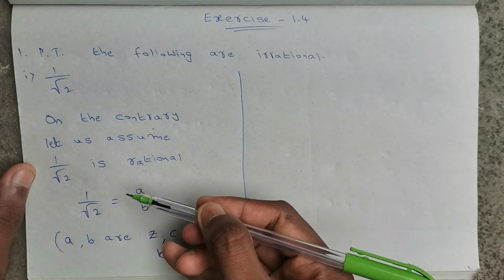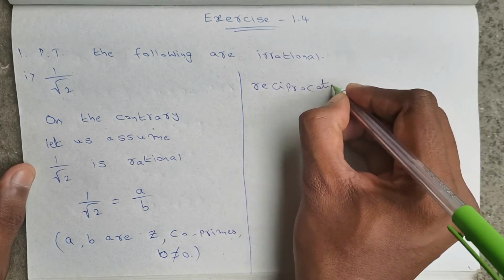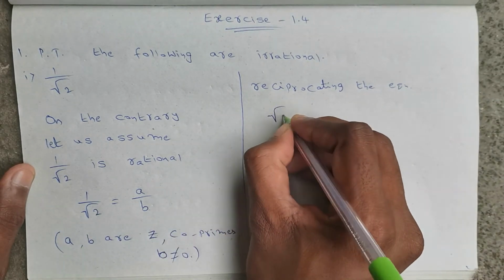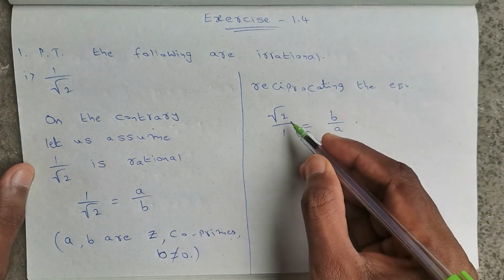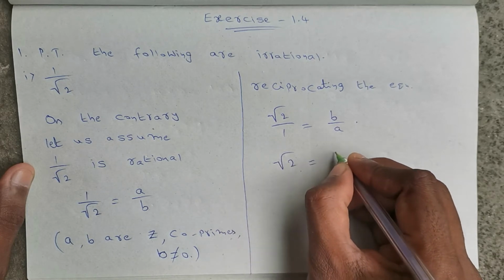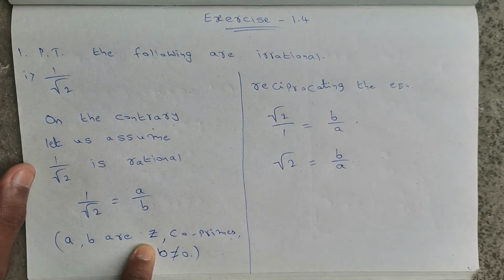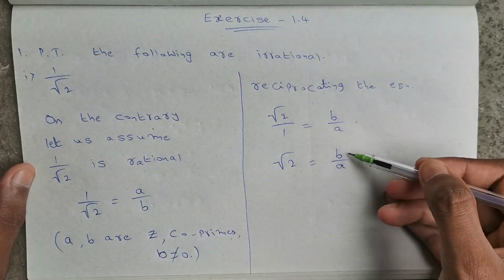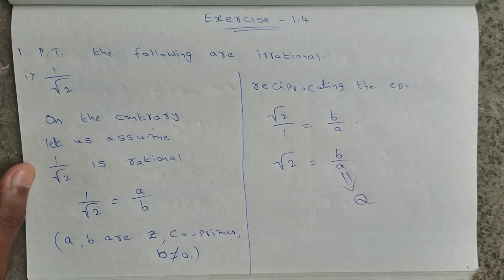So now I have 1 by root 2 is equals to a by b. What I will do is reciprocate the equation. So 1 by root 2 will become root 2 by 1, and a by b will become b by a. Here root 2 divided by 1 is nothing but root 2, which is equals to b by a. Now if we observe clearly, here a, b both are integers. So whatever number you substitute from the integers in the place of b as well as a, this total value will become a rational number only.